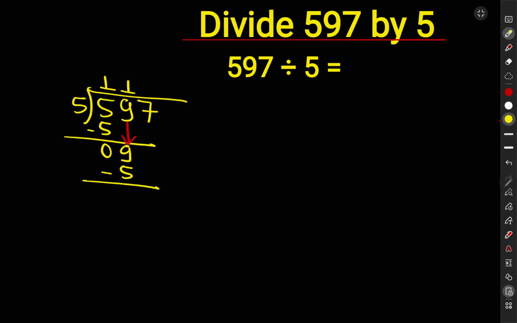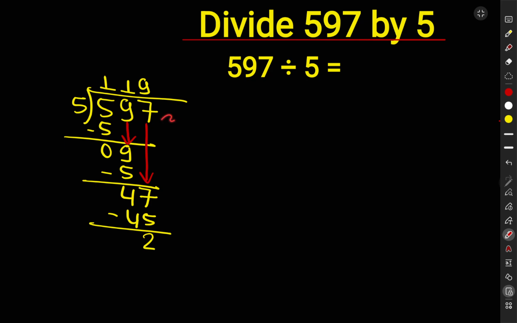On subtracting we get 4. So again we put down this 7 and it is 47. 5 times 9 is 45. On subtracting we get 2.